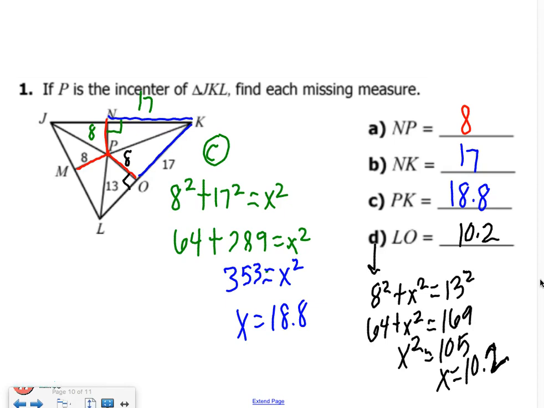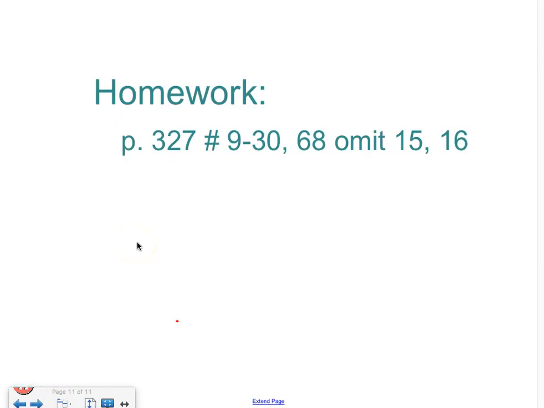There's homework. It's a book assignment, but it's a lot, I think, easier than what we just did.